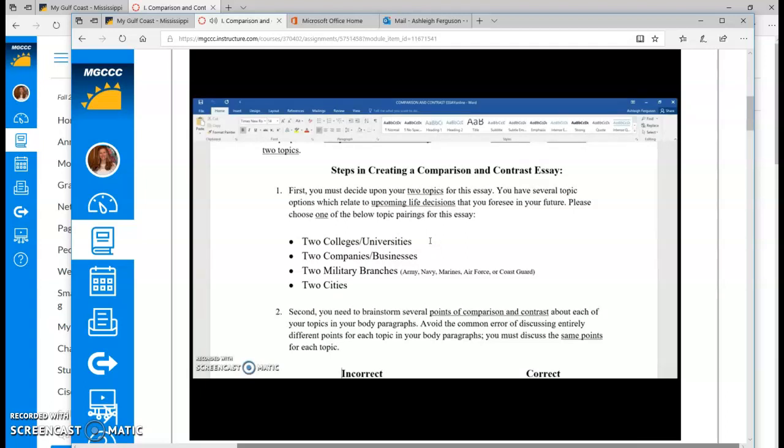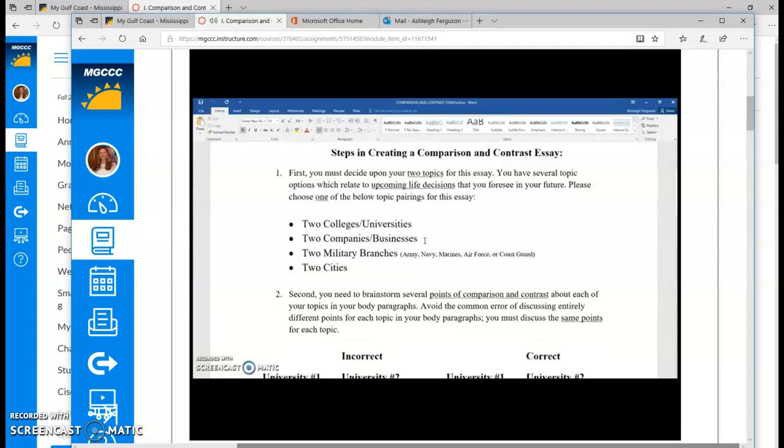Also, you can discuss their location. Again, in state, out of state. How far in distance from your home? Finally, degree programs. What degree programs would be available at those particular colleges and universities? You want to try to have at least 3 points of comparison and contrast that you can relate to both of your topics. Now, I want to scroll down.